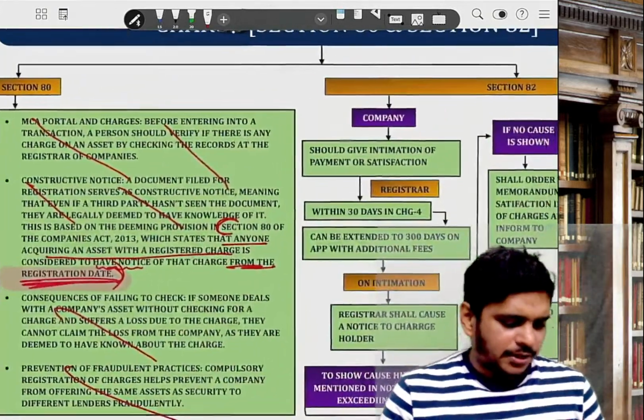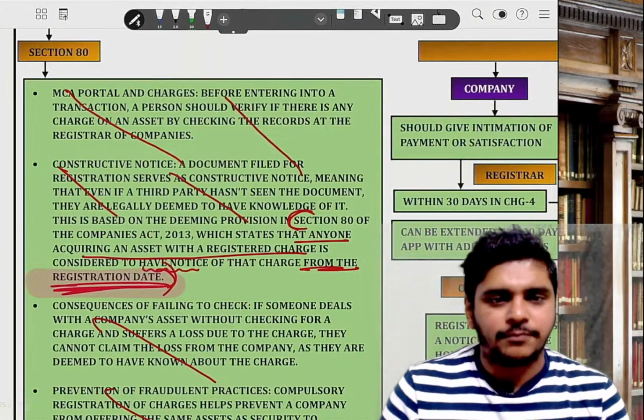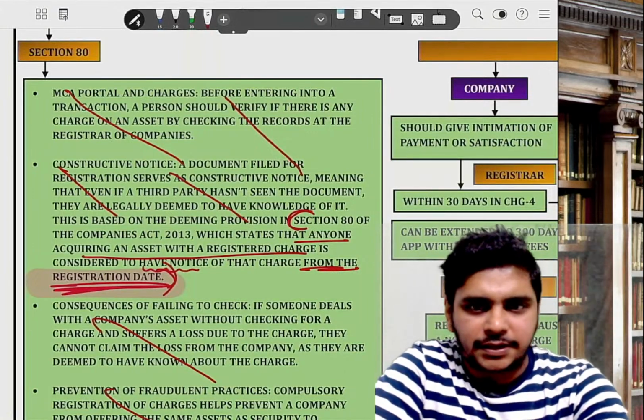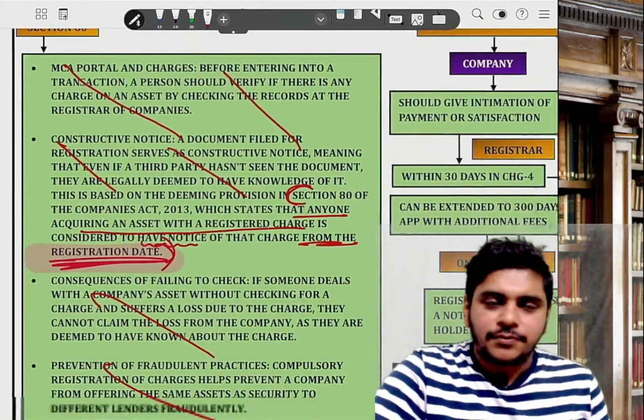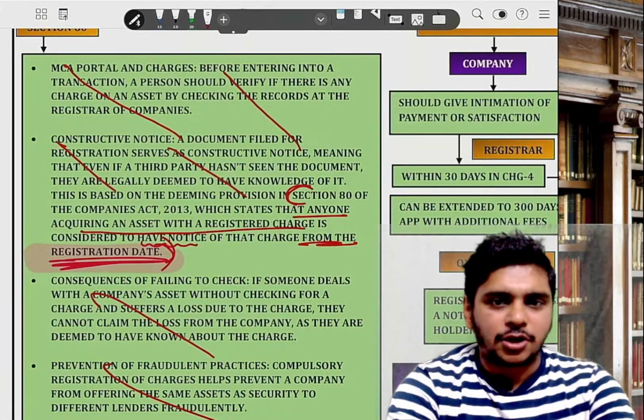Then next we are doing section number 80. In the notes please come to section number 80. We have done this a lot of times. Section number 80, guys. Sir, what does section 80 mean? Section 80: date of notice of charge. The purchaser will have a date of notice of charge.